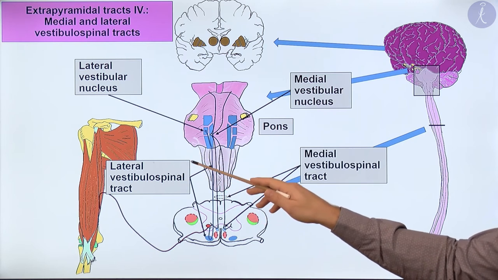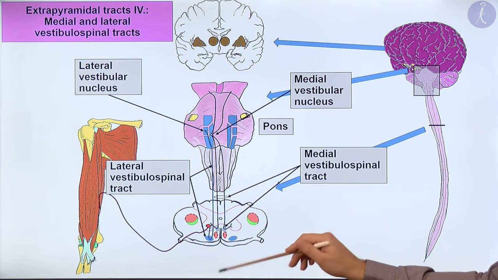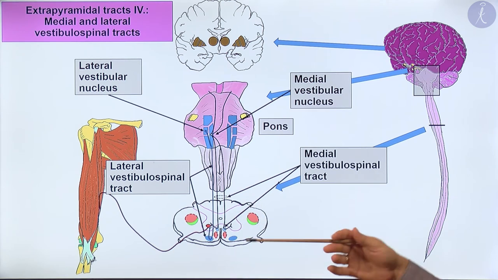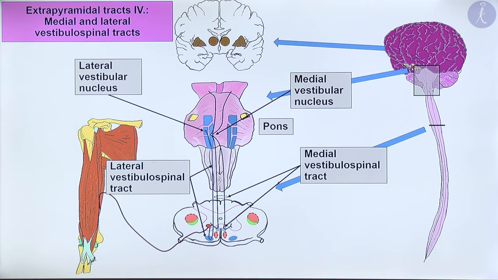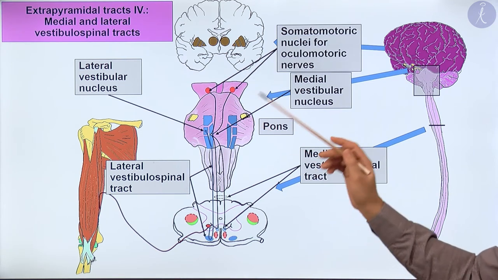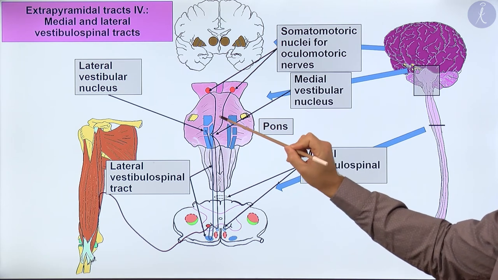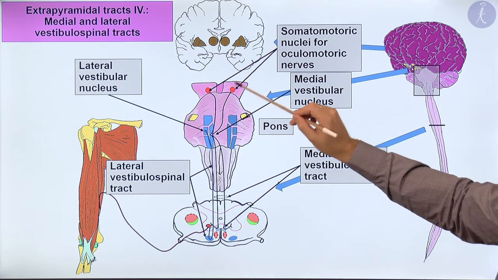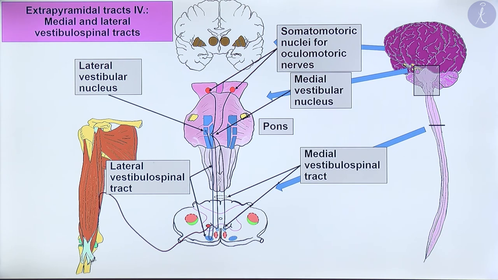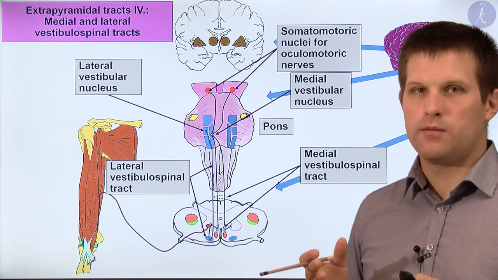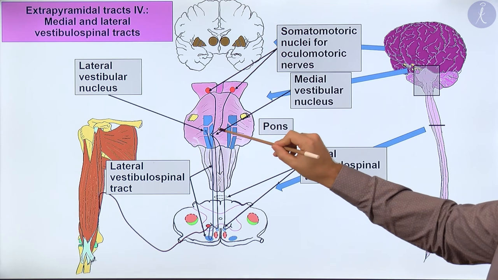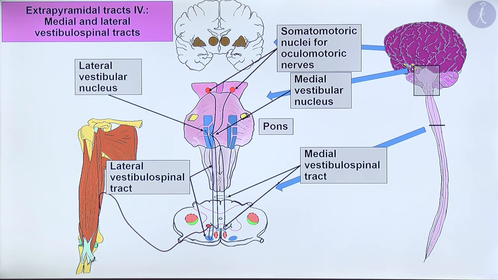Meanwhile, the lateral vestibulospinal tract is ipsilateral. What that means is uncrossed. The medial vestibulospinal tract is both uncrossed and crossed in parallel. So you can say it's bilateral. Both sides innervate motor neurons. We also need to know the medial vestibular nucleus also gives fibers which terminate at somatomotor nuclei level for the oculomotor nerves. I mean those nerves which control the eye muscles, especially the oculomotor nerve, trochlear nerve, and abducens nerve, receiving fibers from the pontine vestibular nuclei. What is the importance?